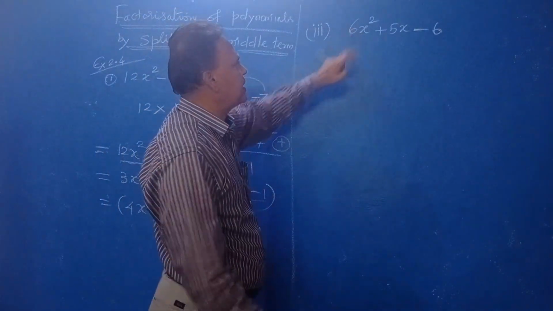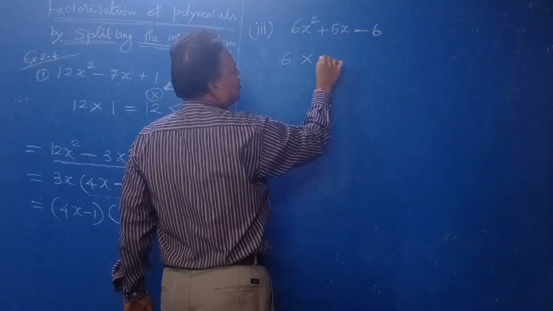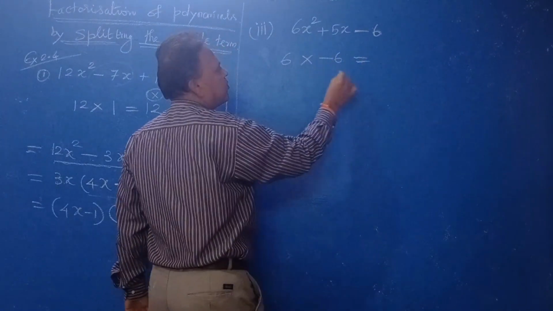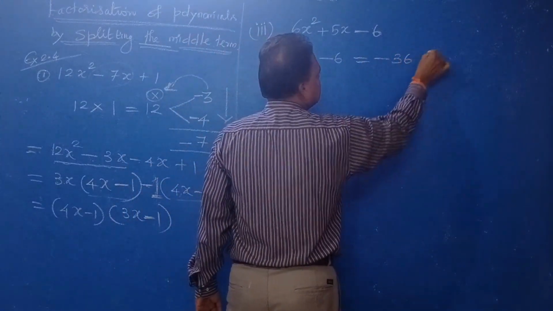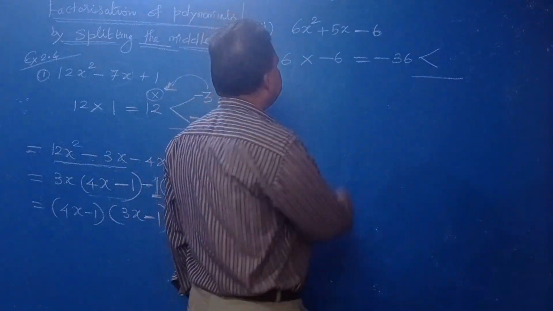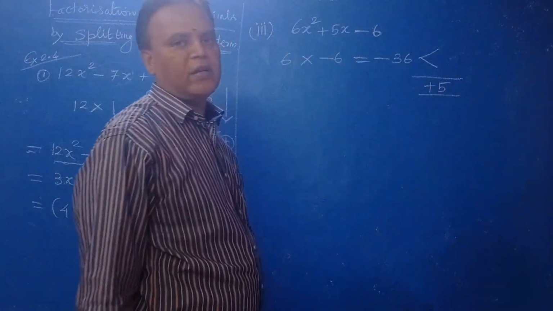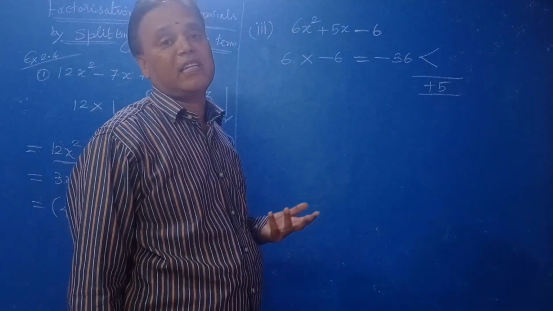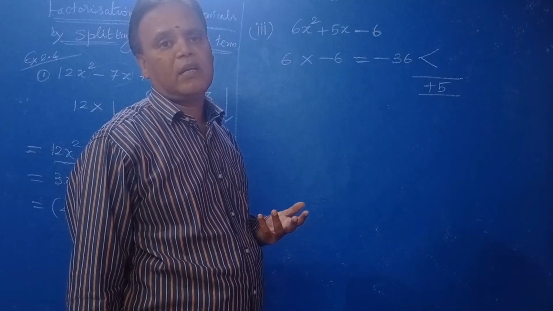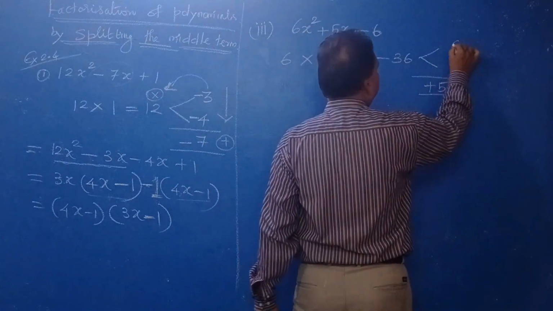First, the coefficient of x square is what? 6 into the constant, minus 6. So both multiplied means how much? Minus 36. Split it up into two factors. That means the middle term, plus 5, you have to get. To get plus 5, what are the factors? Suitable factors, you tell. 9 into 4. You choose 9 into 4.